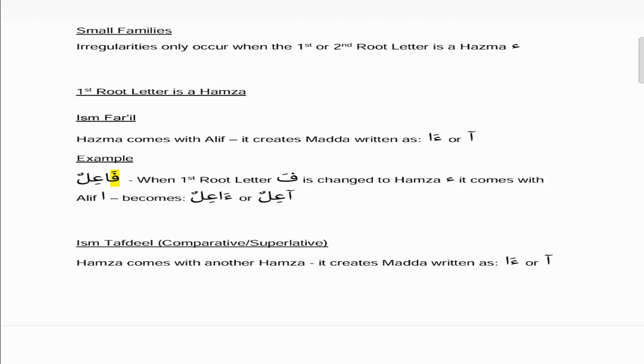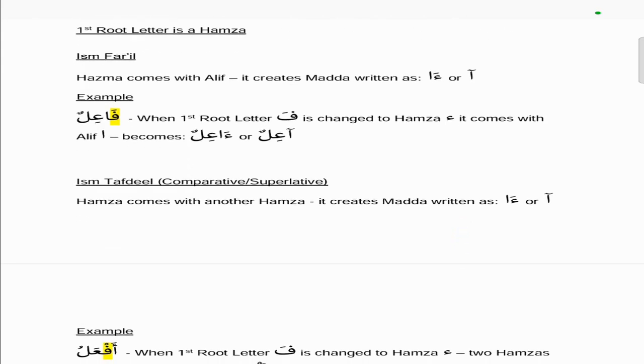So moving on to the small families, the irregularities only occur when the first or the second root letter is a hamza. So when the first root letter is a hamza, in the isme fa'il, the hamza comes with alif. So it creates a madda, which is written as an alif with the madda on top. An example would be fa'ilun. So when the first root letter fa is changed to a hamza, it comes with the alif, which is attached to the fa. So it becomes a'ilun.